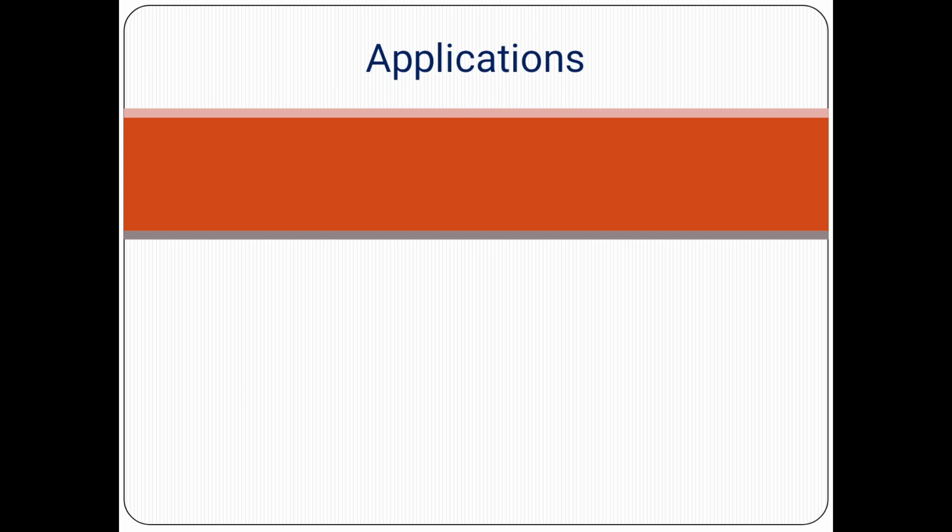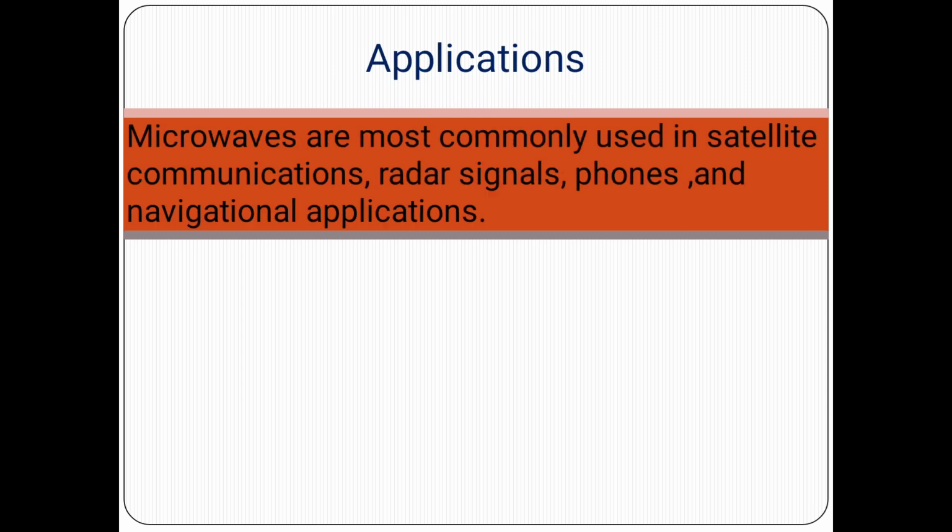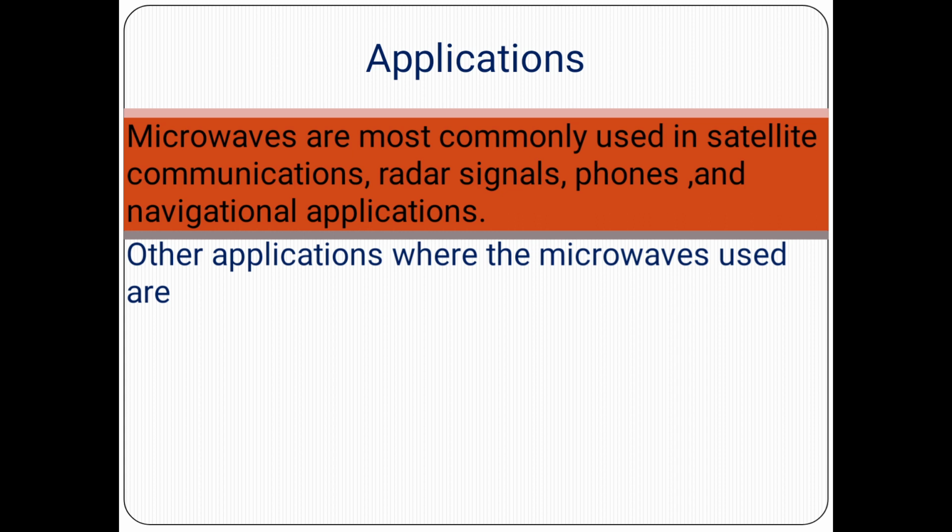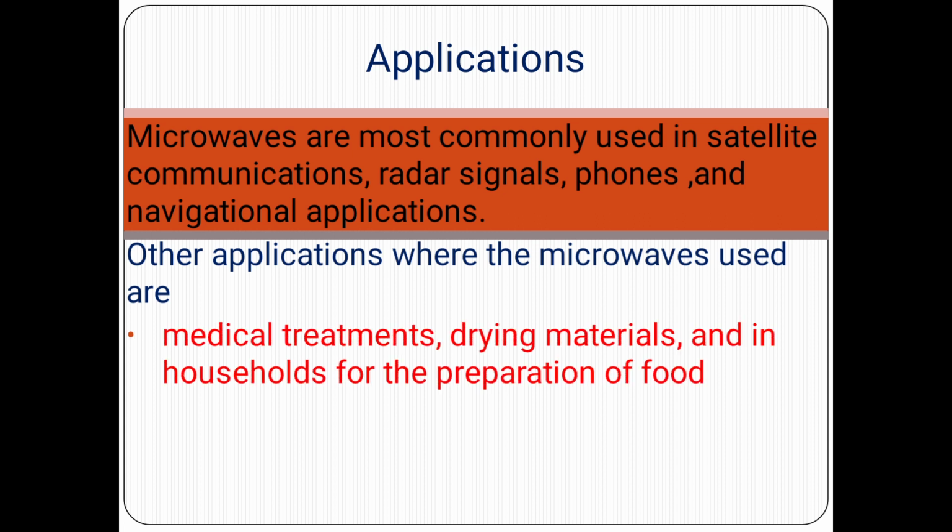Applications. Microwaves are mainly used in satellite communication, radar signal, phone and navigational application. Other applications where microwaves are used are medical treatment, drying material and, in households, the preparation of food. If you see most of these applications, antennas are used.